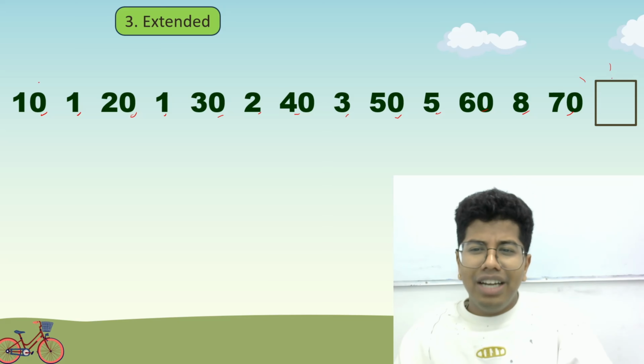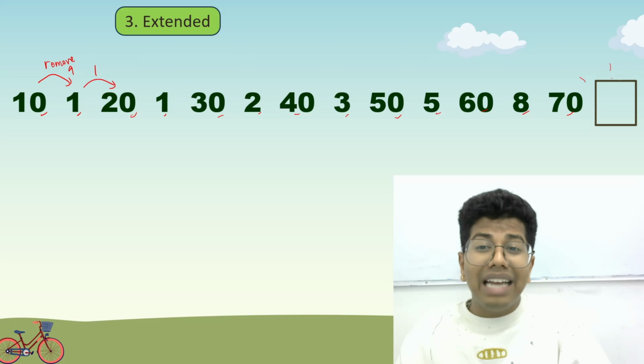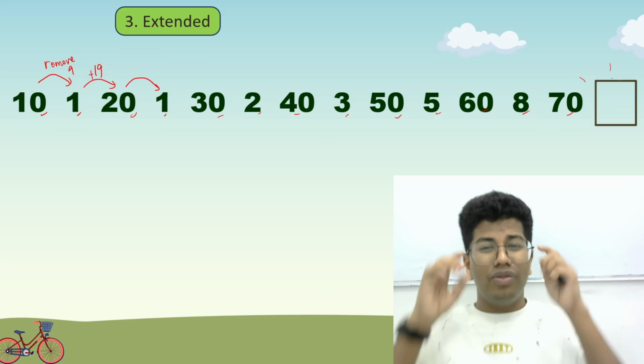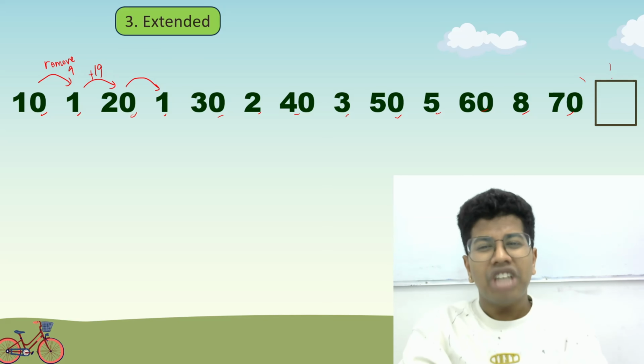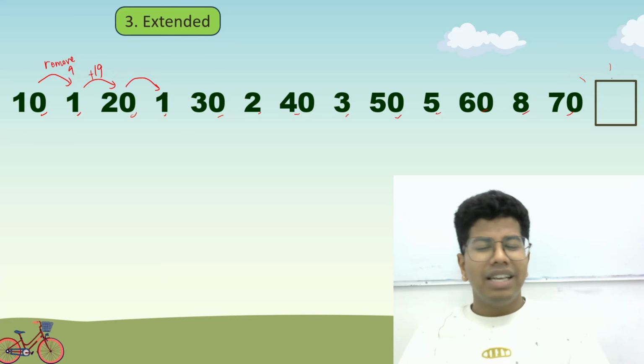Let's see. 10 to 1, how much do I have to remove? Remove 9. 1 to 20. Oh, it's 19 added. What about 20 to 1? 19 removed. Suddenly 19 removed. Pretty challenging here. If I try to find out from the change, I can't see a relation.